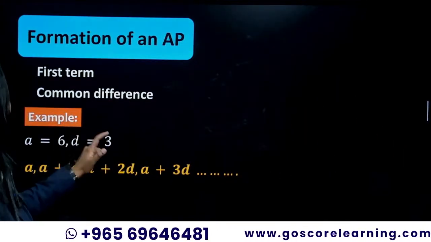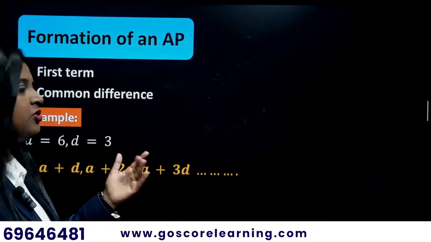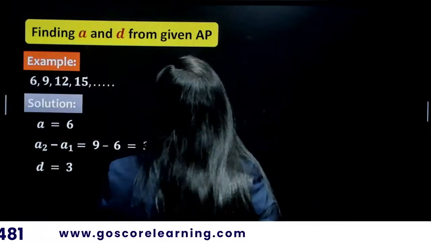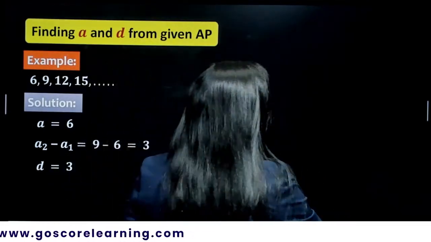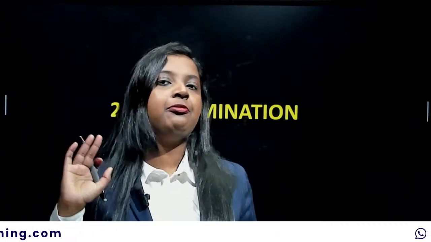If the first term and common difference are given, you have to form the AP like this: A, A plus D, A plus 2D, that I told you before. So example, finding A and D, that is already explained. So this is the important thing from today's life.